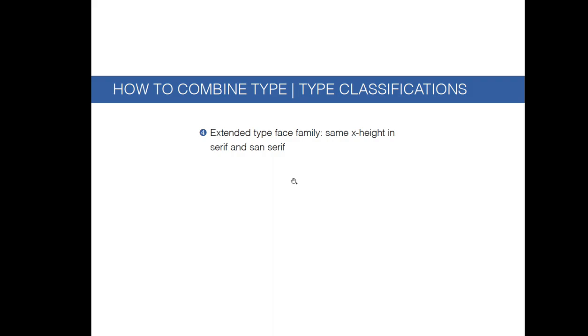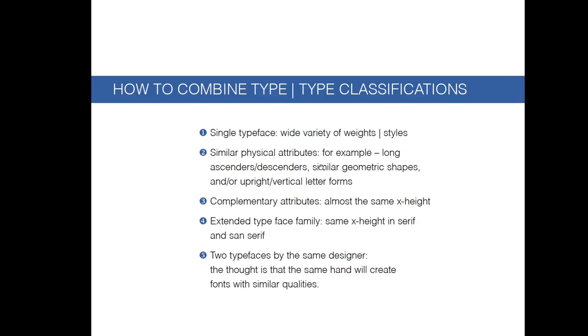The fourth way to combine classifications is using an extended typeface family where the designer designed the same typeface. So this is ITC Stone, which I mentioned before, and ITC Stone Serif. And they harmonize very well together because the same designer designed both to work structurally together. So they solved it for you.